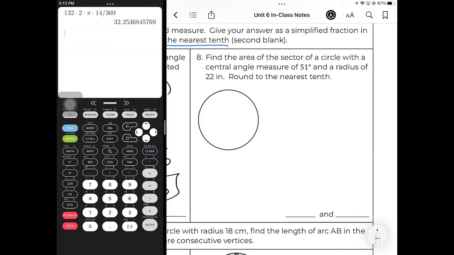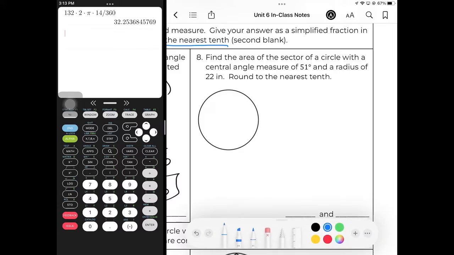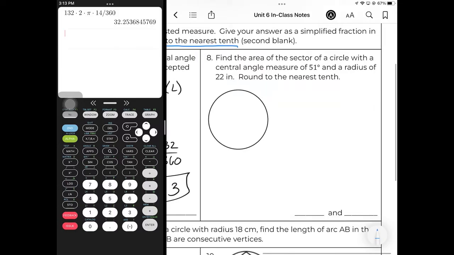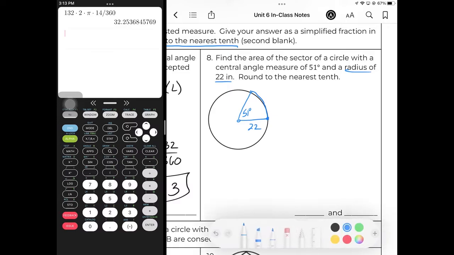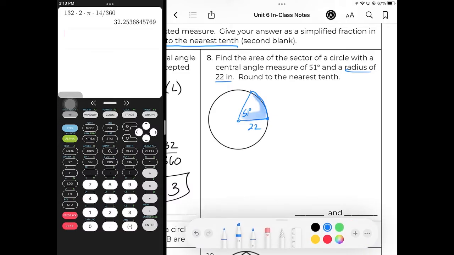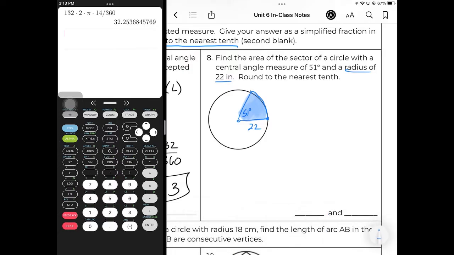So we can find the area of a sector the same way. Again, if we're going a little fast, just pause the video and copy things down. If I mark the center here and I draw a radius again, this circle has a radius of 22 inches. And they want the area of a sector when there's a central angle of 51 degrees. 51, that's less than 90. So there's my arc, but it creates this sector right there.